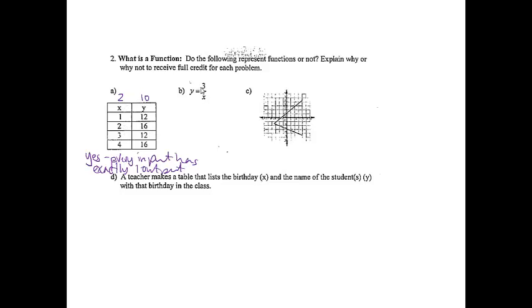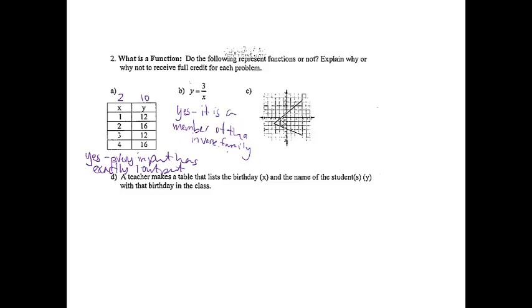Okay. All right, y equals 3 over x. If we can find a function family that this belongs to, then it's automatically going to be a function. And if we look at the posters in the room, it actually belongs to the inverse function family. So I'm going to say yes, it is a function because it is a member of the inverse family.